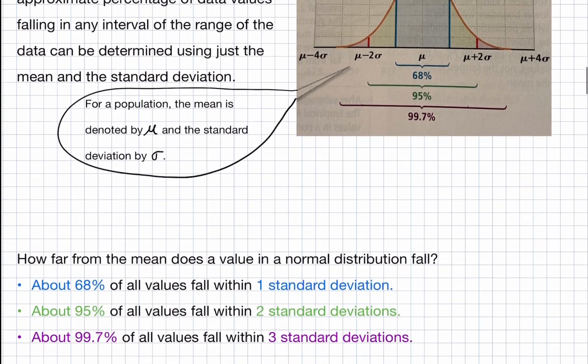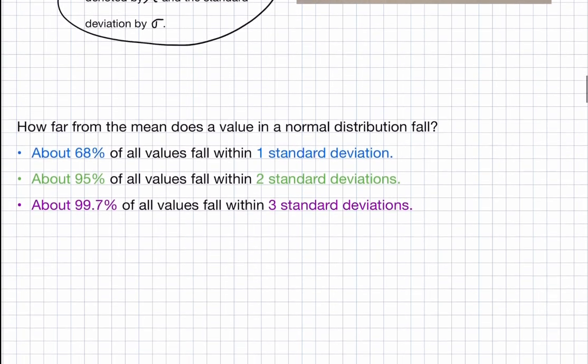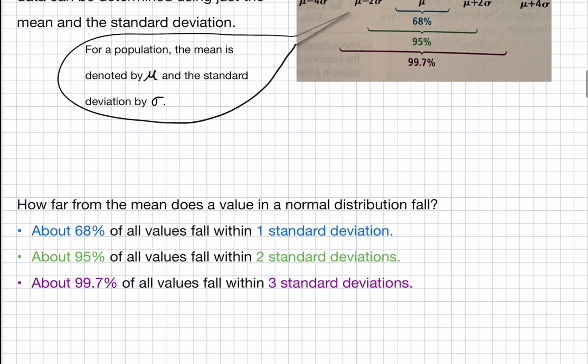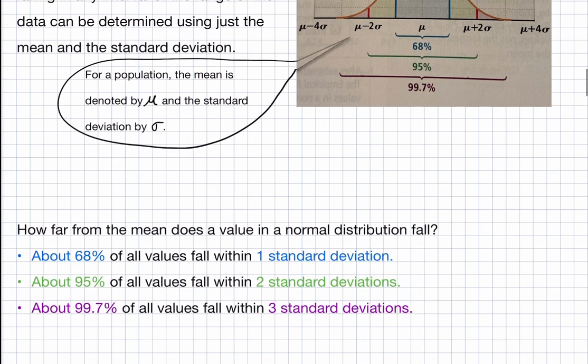Okay, so as I've summarized over here, how far from the mean does a value in a normal distribution fall? So about 68% of all values fall within 1 standard deviation. So this is the range that I was referring to. And then about 95% of all values fall within 2 standard deviations. So that's in this range. And then about 99.7% of all values fall within 3 standard deviations.